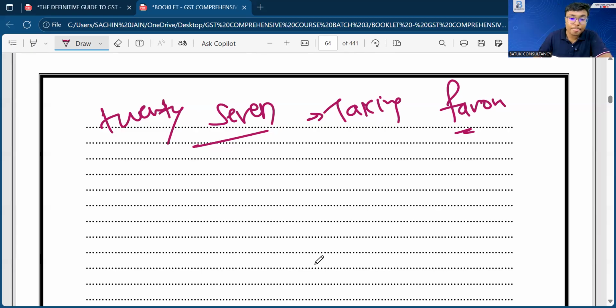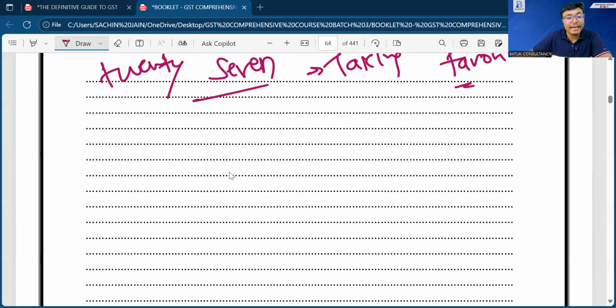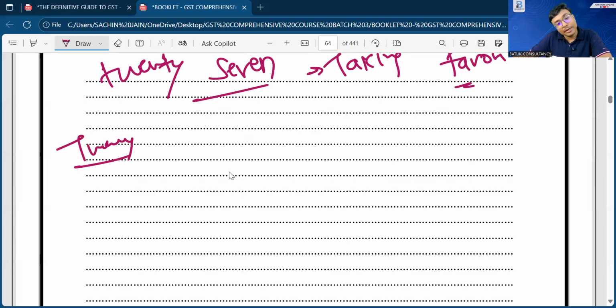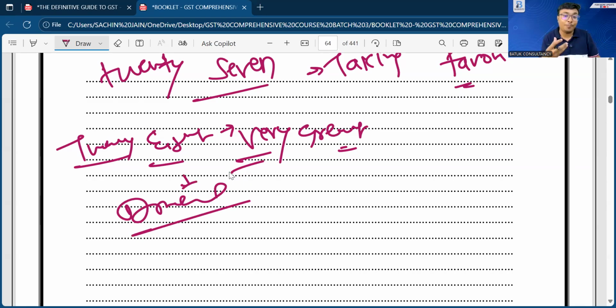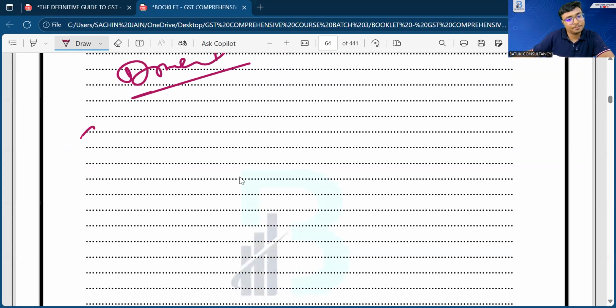Section 28, try to link the word: very great, because it provides the opportunity for amendment in registration. If someone provides us the opportunity to change something, that is really appreciable, that is really great. So this section provides the opportunity for amendment in the registration particulars.